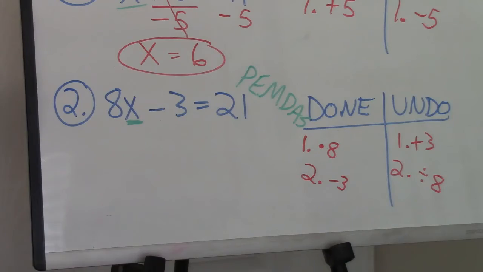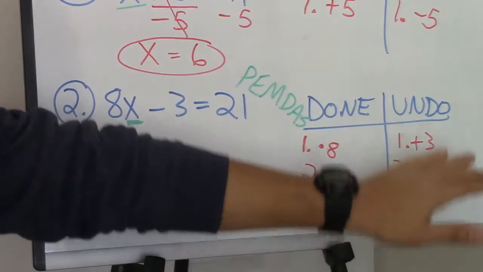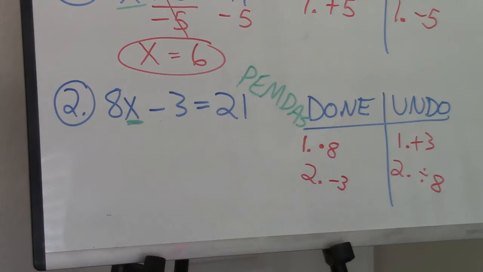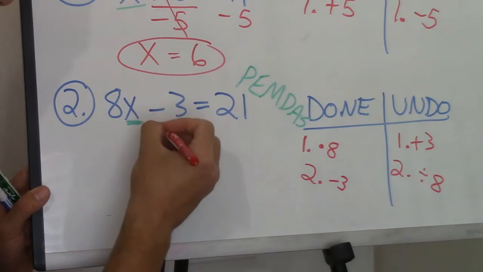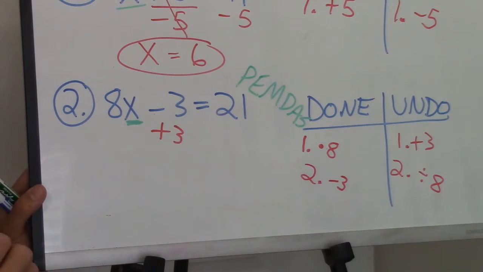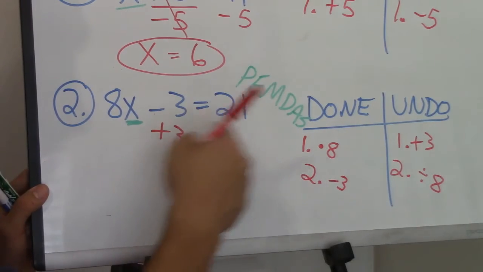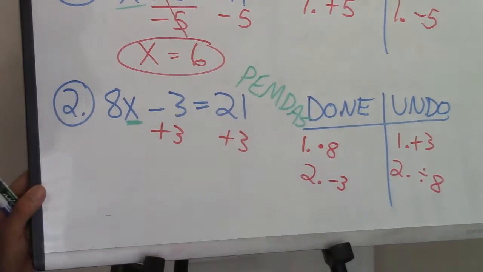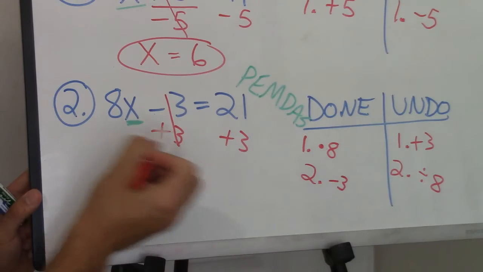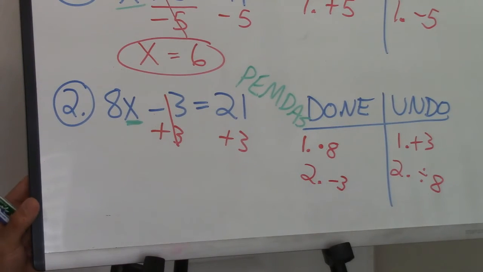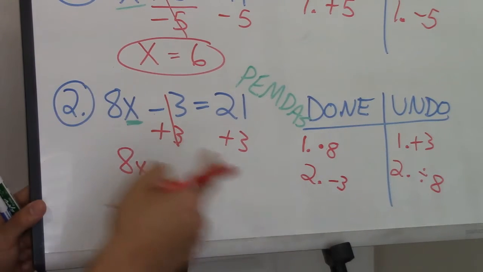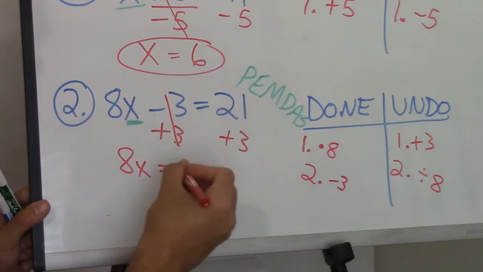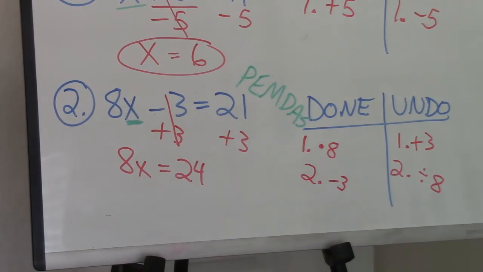Now, as you do more and more of these problems, using this chart here is going to become less necessary because you're going to get used to the process. So we want to undo the subtracting 3 first. We do that by doing the inverse, which is adding 3. What you do to one side, you have to do to the other side. Now, adding 3 undoes the subtracting 3, so it cancels out, and we're left with 8x on the left. That's all that's left over. And on the right, we have 21 plus 3, which is 24.